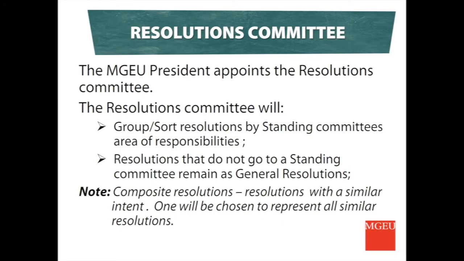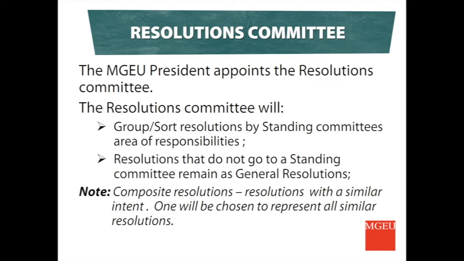Once all the resolutions have been submitted from the various meetings, the resolution committee will sort and group them. At the beginning of the presentation, I mentioned that there were 2 types of resolutions, constitutional and general. The resolution committee will break these down further into standing committees. These resolutions will then go to the applicable standing committee. So constitution will go to the constitution bylaws, finance to the finance.